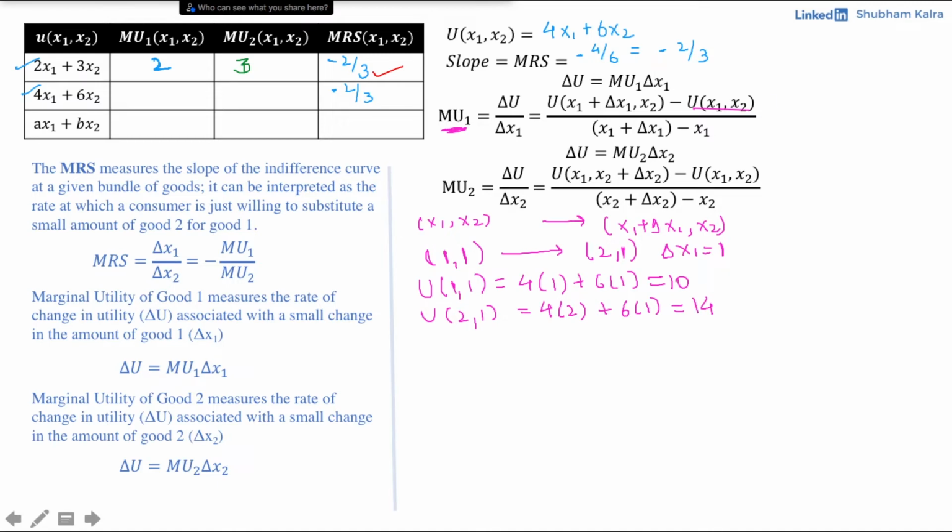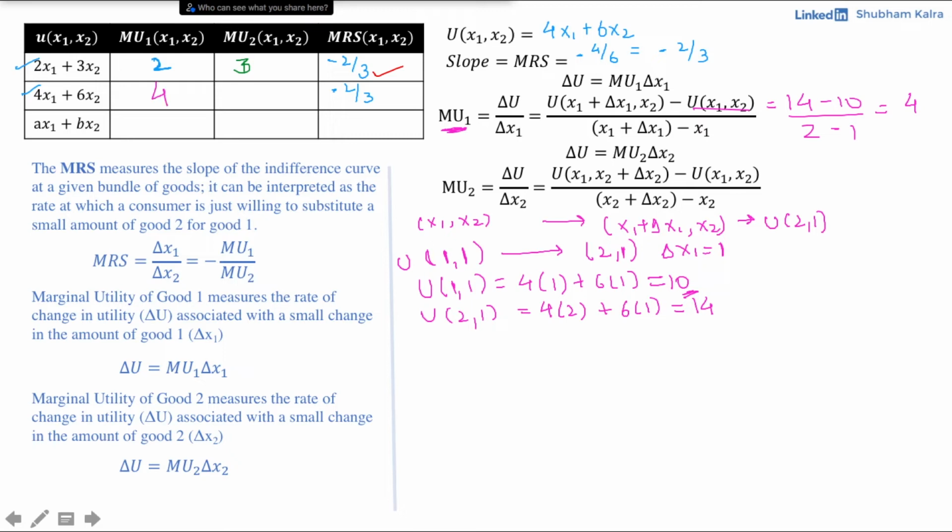Thus this becomes utility of x1 plus delta x1, x2, which is your utility of 2, 1, which is equal to 14, minus u of x1, x2, which is utility of 1, 1, as in our case x1, x2 is 1, 1. So this would be 10 as we calculated here. So this is 10 divided by x1 plus del x1, which is equal to 2, minus 1, which is equal to 4 divided by 1, which is equal to 4. So your mu1 is now 4.